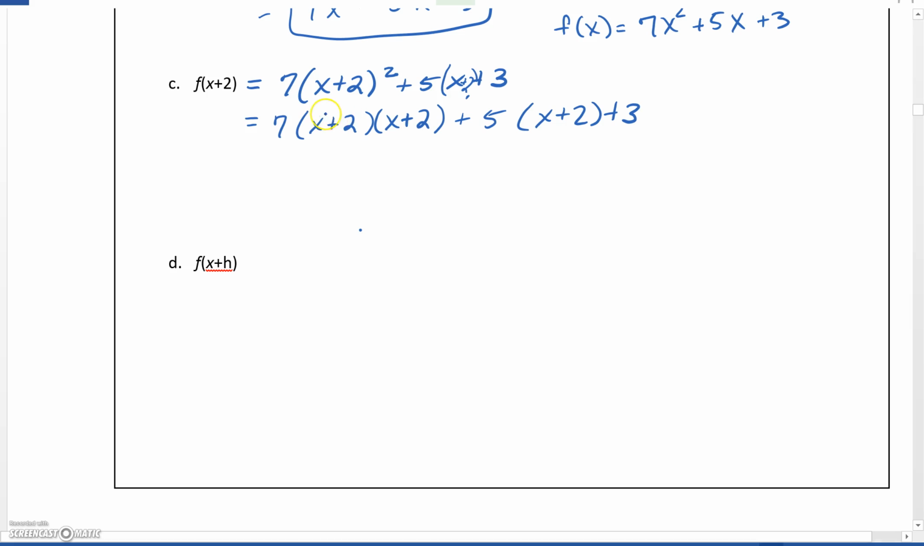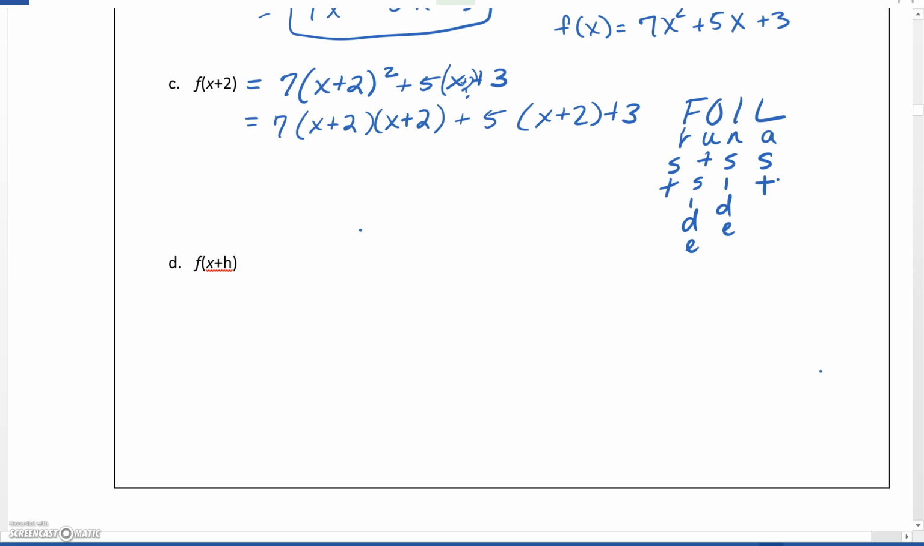Now, when we want to square x plus 2, we can't just square the x and then square the 2. We have to multiply these binomials, and this is sometimes called FOIL, which stands for first, outside, inside, and last. And this is just in order to multiply the terms in the binomials, the 2 terms with 2 terms.